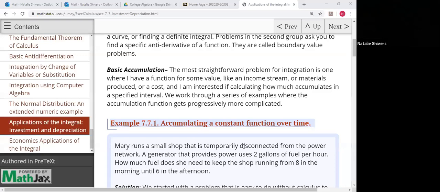It's kind of like the accumulation of why we've been doing what we've been doing. So the first problem is that Mary runs a small shop that is temporarily disconnected from the power network. The generator provides power. It uses 2 gallons of fuel per hour. How much fuel does she need to keep the shop running from 8 in the morning until 6 in the afternoon? Okay, so you could possibly do this without calculus, but we're going to use it with calculus to show you how it works. So I am going to switch to my whiteboard.